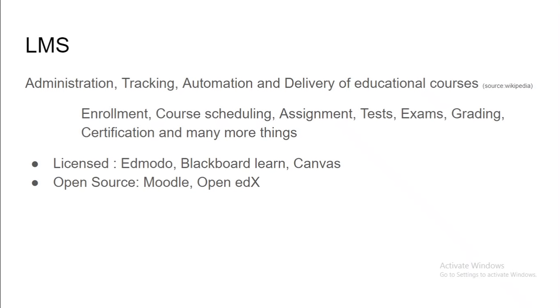So LMS can be of two types. The first is licensed, for which you will have to pay. You can have some free access, called free trials, of some licensed LMS, but for getting the full features you will have to pay. Edmodo, Blackboard Learn, Canvas, all these are licensed LMS, which means you will have to pay if you want to access all their services.